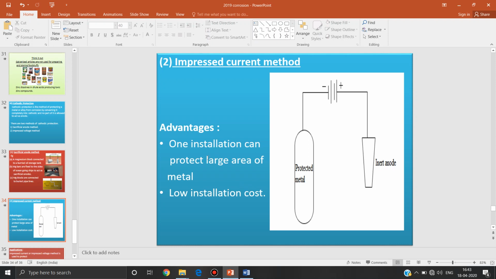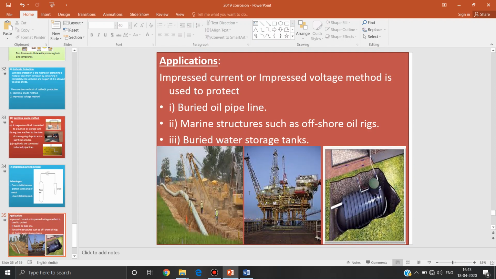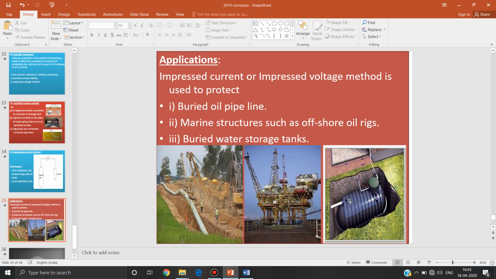The advantages of this method: one, the installation can protect a very large surface area, and two, low installation cost. Now, what are the applications? Where do we apply this impressed current method? In buried oil pipelines, marine structures such as offshore oil rigs, and buried water storage tanks. These are the examples or applications of the impressed current method.